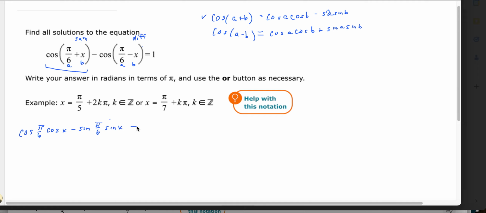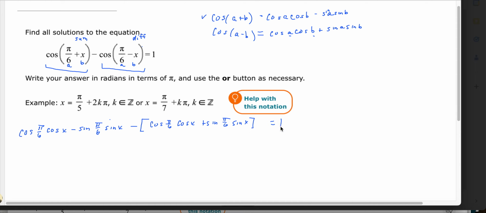and then subtract, and then we'll replace this cosine expression using the difference formula. So again, that's cosine of pi over 6 minus x. So again, putting pi over 6 here and x in for B. So remember, that minus sign is going to distribute through this expression that I replace that cosine with. So this will be cosine pi over 6 cosine x plus sine pi over 6 sine x. Okay, and then this is equal to 1.